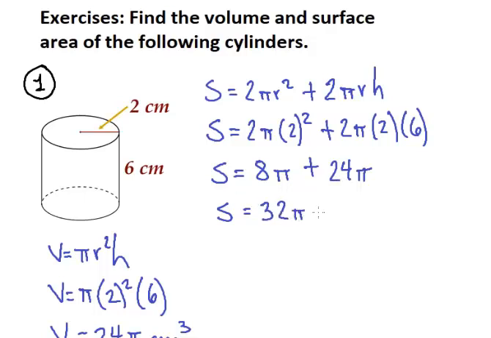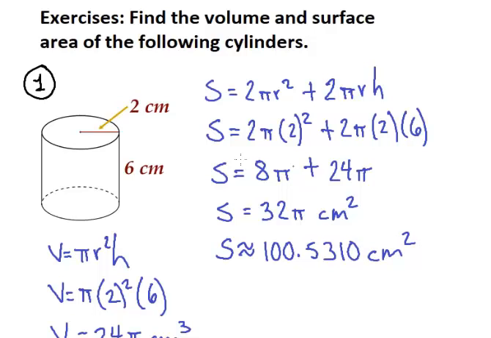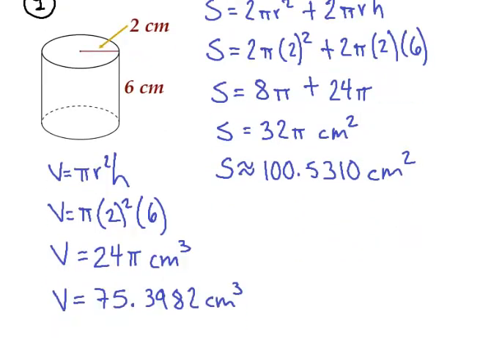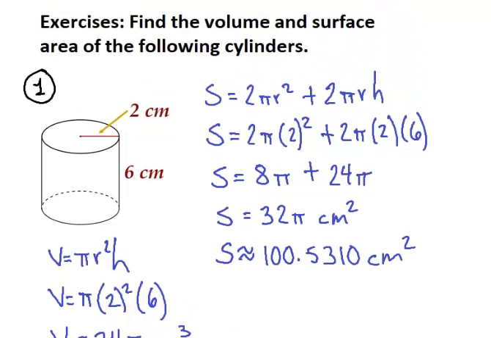Now, since the surface area is an area, you're going to write the units as square units, so it will be square centimeters. That will be the exact answer for the surface area. Now, the approximated answer, you find it by putting this in your calculator. 32 pi will give you 100.5310. If you round it, that will be the answer. Square centimeters. Don't forget the units. So those will be the values for surface area and volume for this first exercise.